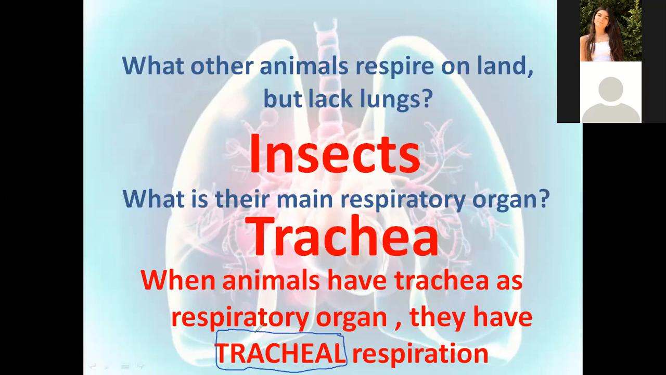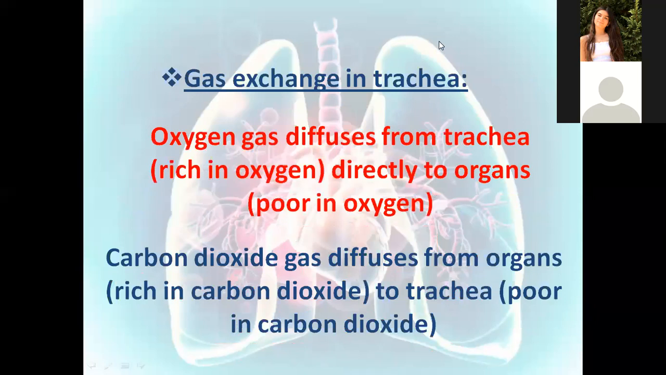Till now, we have the lungs, so we have pulmonary respiration, and whenever we have the insects and they have the trachea, we call it tracheal respiration. So till now we have two different types of respiration. The first one is the pulmonary and the second one is the tracheal. Now let's move to another type.